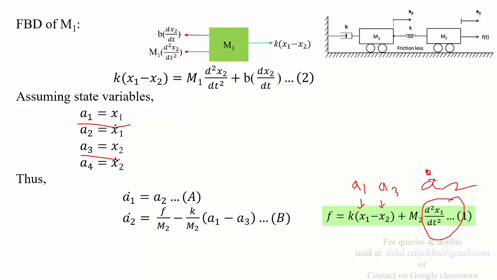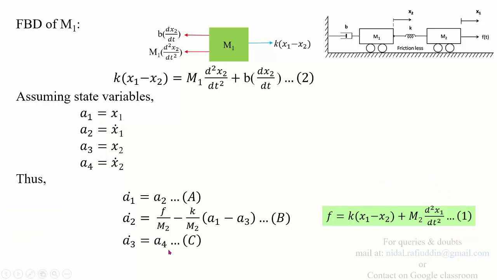Likewise, this third step is state change A3 dot, which is nothing but x2 dot, and x2 dot is nothing but A4. So we can write A3 dot as equal to A4. Likewise, A4 dot is nothing but x2 double dot. It's clear from equation 2 that d square by dt square x2 is nothing but x2 double dot, or A4 dot. So A4 dot can be obtained from equation 2 in terms of the state variables in place of x1.